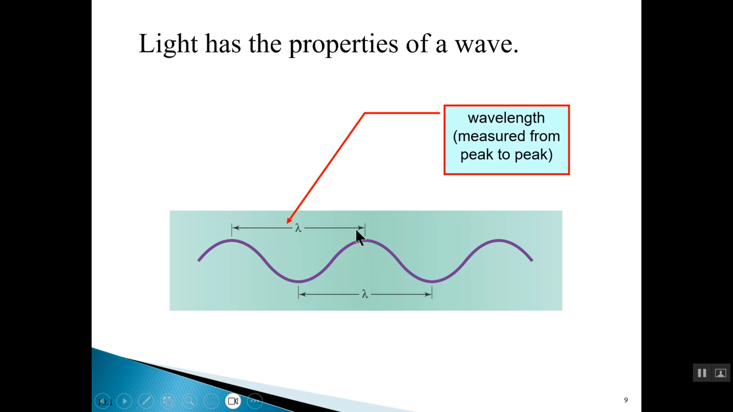will be the wavelength. Or correspondingly, we could take the distance between two troughs, which would be the minimum point of the waveform. So if you take the distance between here and here, that's a wavelength. So that's basically the definition of the wavelength of a wave. And what you're going to find is that different forms of radiation have different values for the wavelength.